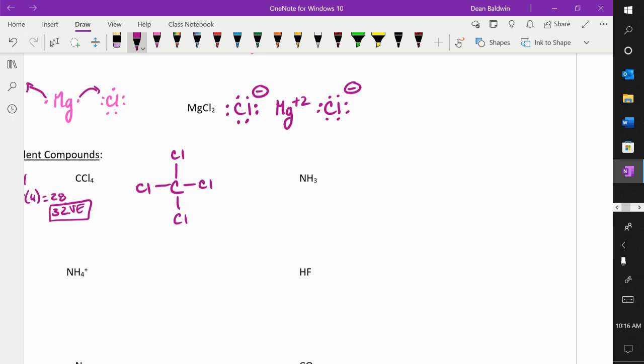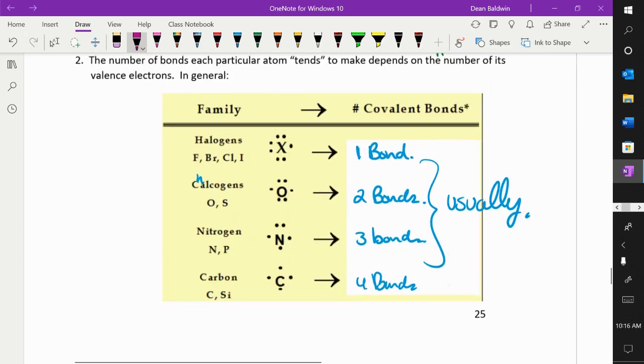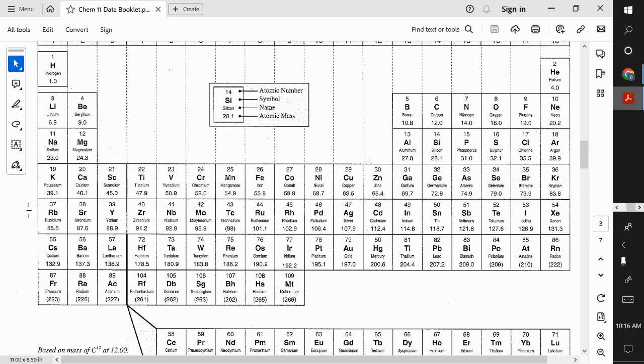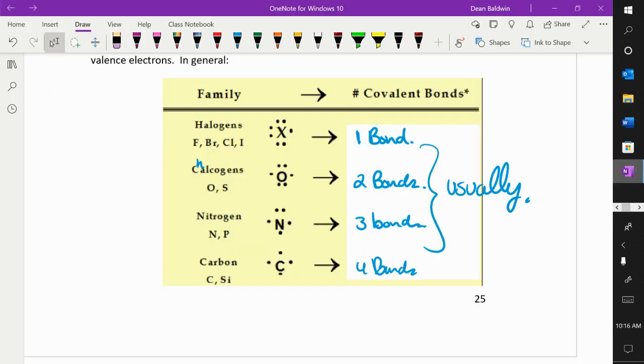Okay, now, how many bonds? Then you ask yourself, how many bonds does carbon want to form? It wants to form 4 bonds, right? That's from here. Carbon only has 4 valence electrons. So if it gets 4 more, it becomes 8 and it's happy. 4 bonds. Or you could look at it on the periodic table, carbon's here. If it forms 1, 2, 3, 4 bonds, it's like neon. Okay? So carbon wants to form 4 bonds.